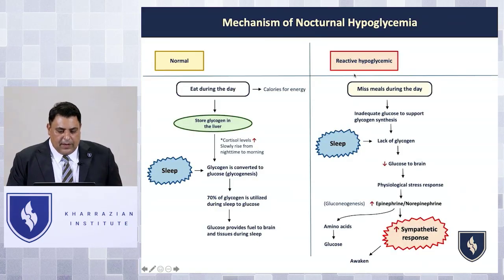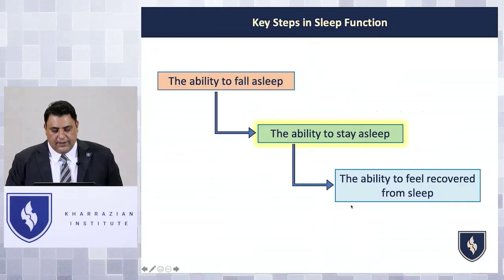So remember, with reactive hypoglycemia, they're not eating enough to make glycogen, so they don't have enough fuel to supply them through the night. They get in a sympathetic response, release epinephrine or norepinephrine in the middle of the night to initiate gluconeogenesis to break down proteins, and that's what causes them to wake up.